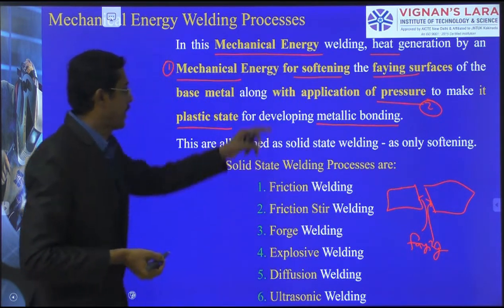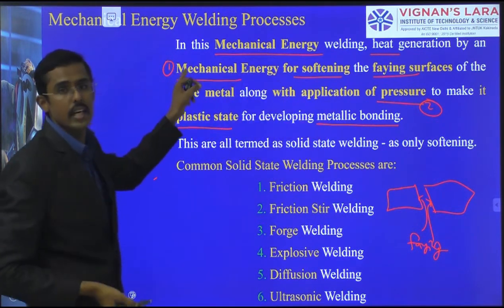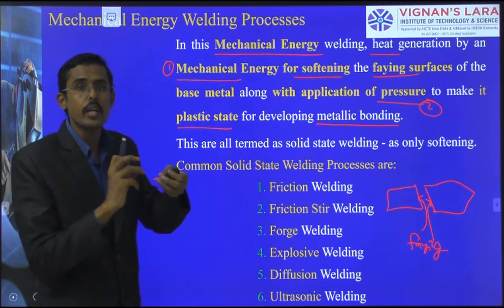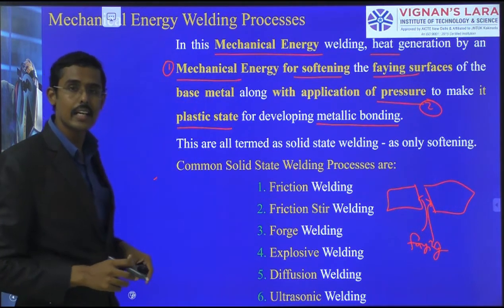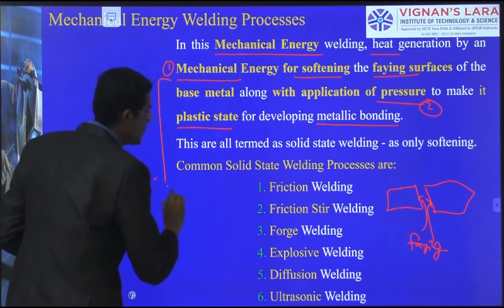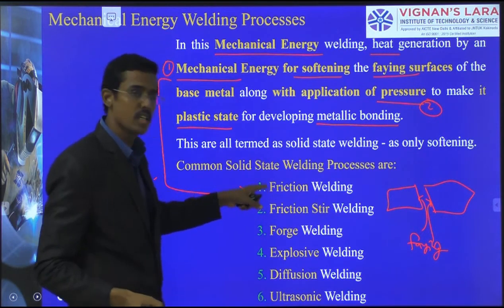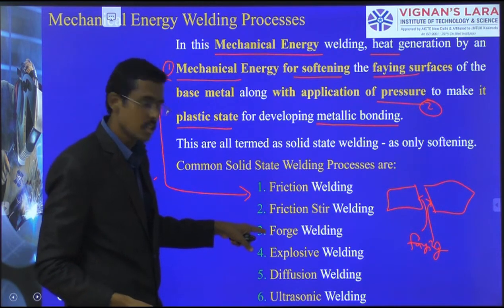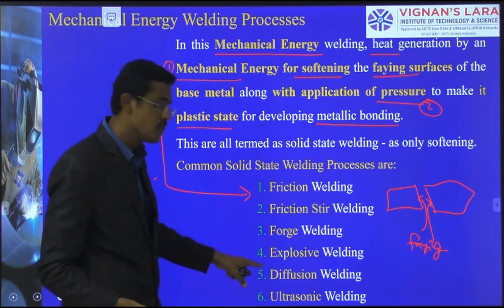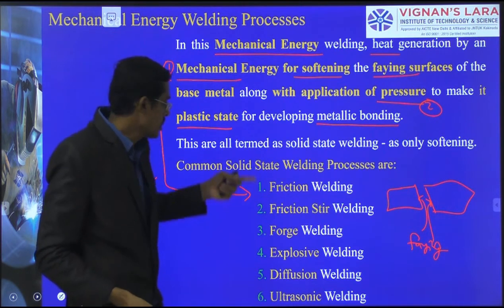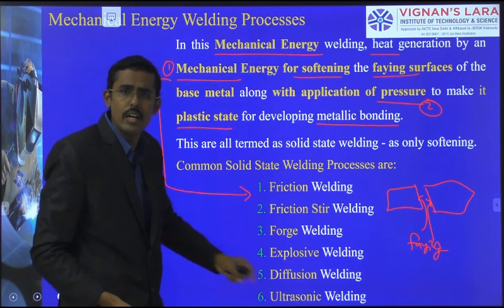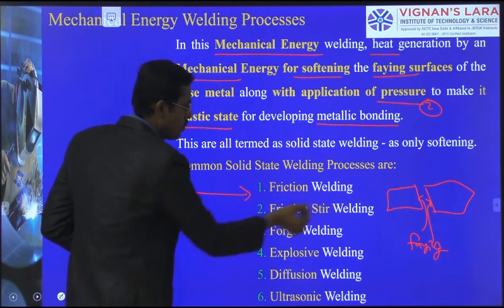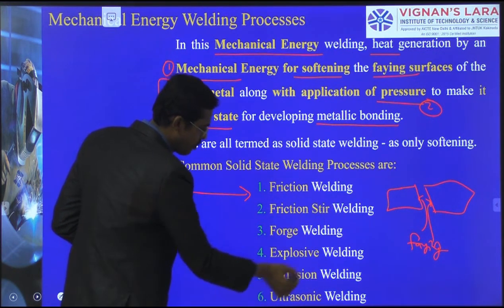So then, application of pressure and mechanical energy combined, we are going to do the joining process. So what is this mechanical energy? This mechanical energy may be friction, forging, explosive, diffusion, or ultrasonic. Each one is categorized as a welding process: friction welding, friction stir welding, forge welding, explosive, diffusion, ultrasonic.